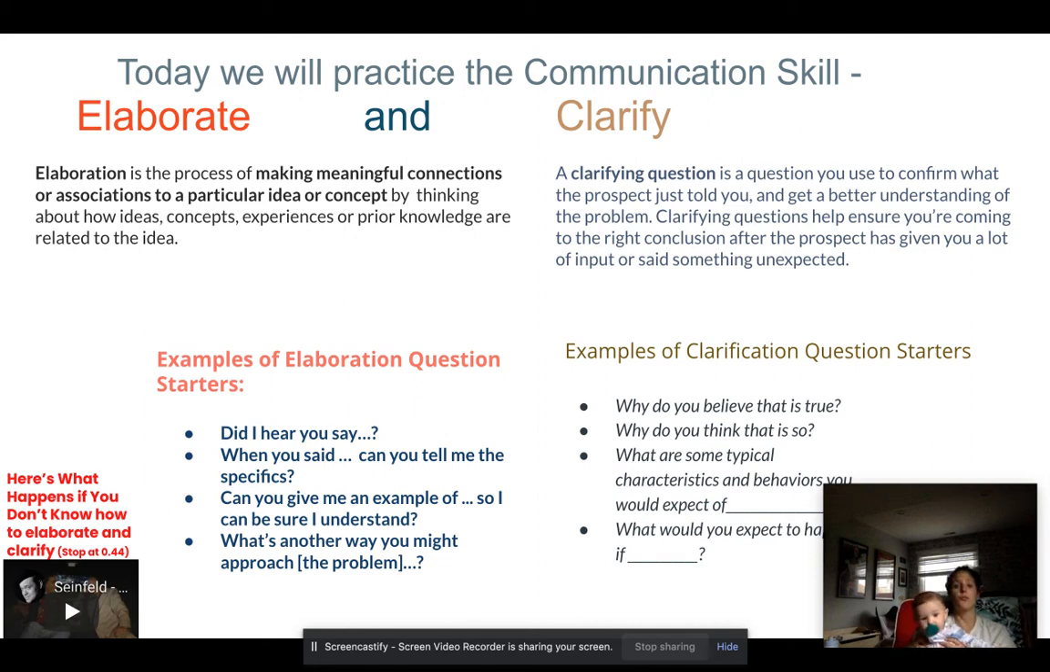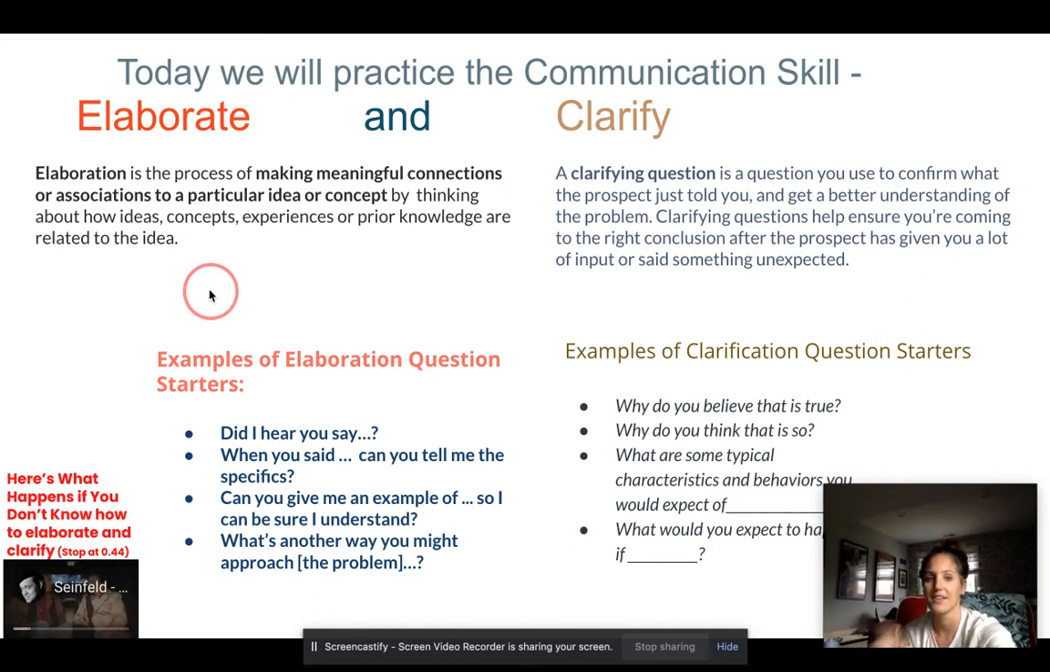Clarification is where you confirm what the person just told you to help get a better understanding of the problem. Okay, so here's an example of elaboration question starters. Did I hear you say, when you said, can you tell me the specifics? Can you give me an example of, so I can be sure to understand, what's another way you might approach the problem? Examples of clarification question starters could be, why do you believe that's true? Why do you think that's so? What are some typical characteristics and behaviors? Okay, so all of these are examples of how you could elaborate and clarify.